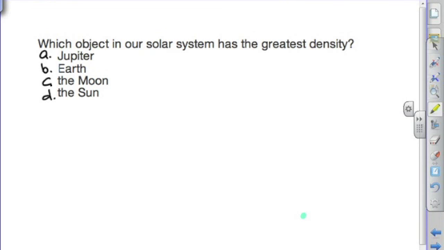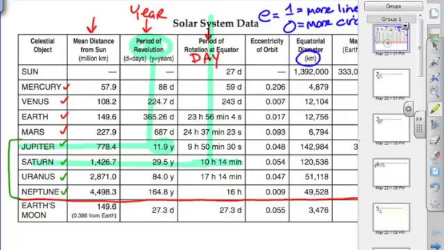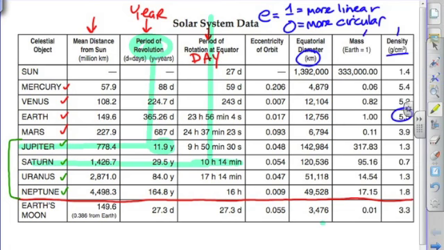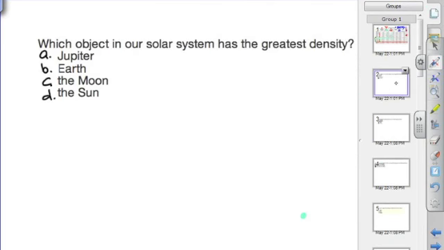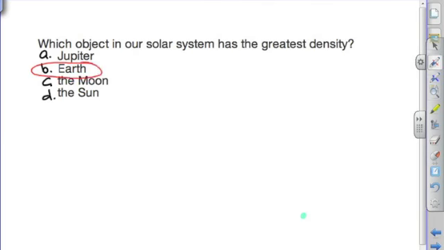Which object in our solar system has the greatest density? We actually just talked about that. The greatest density, very easy. I go to my density column, which is here, and the largest number, once again, belongs to Earth. So when I bounce back to my question, it looks like choice B would be the way to go.